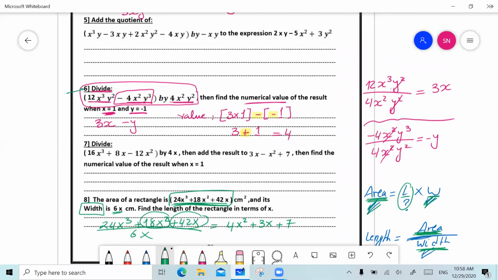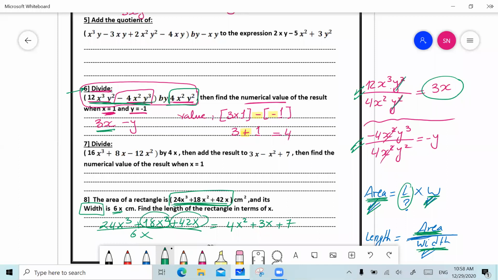Hamza, in question number 6, I have already an expression and he told me to divide it by this monomial. I made 12x to the power of 3y to the power of 2 divided by 4x squared y squared, and this is my answer. 12 divided by 4, 3. X to the power of 3 divided by x to the power of 2 is x. Y squared divided by y squared, they are canceled together. So this is the first term. The second one is negative 4 x squared y to the power of 3 divided by 4x squared y squared.